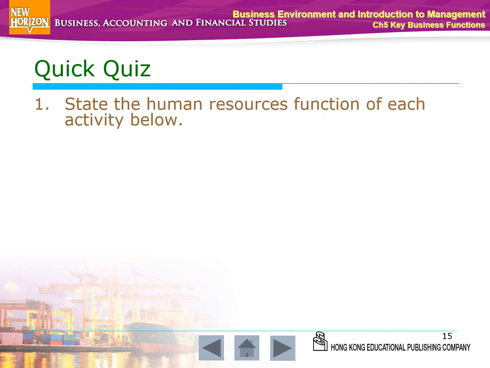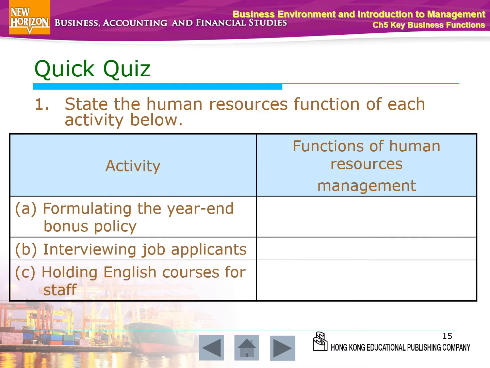Number one, state the human resources function of each activity below. Activity A, formulating the year-end bonus policy. Okay, which function I mentioned before? Formulating the year-end bonus policy. Of course, it is a kind of reward, right? It's a kind of compensation for the service of the employees. So this is the function of compensation and benefit management.